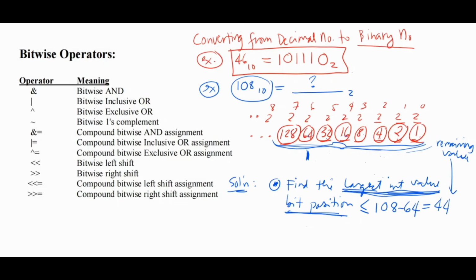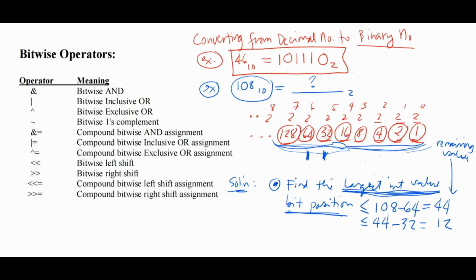Next step is to find the largest integer value from among these bit positions that is less than or equal to 44. And that would be 32, right? So this is set to 1, and we subtract 32 from 44. So the new remaining value is 12.